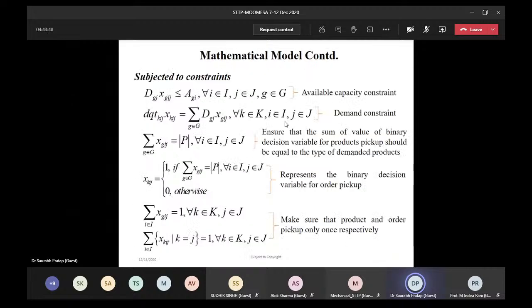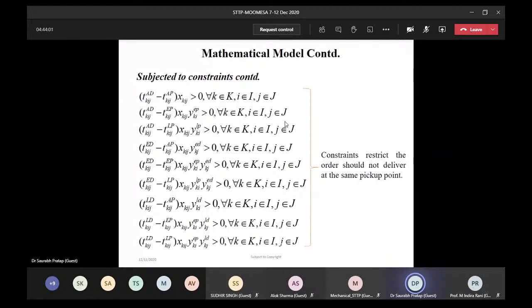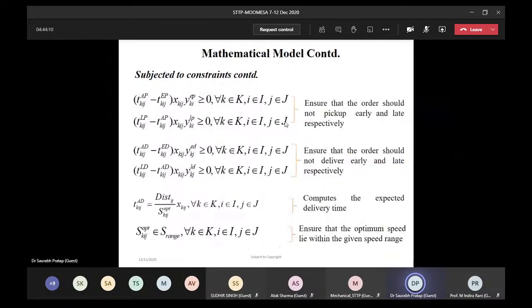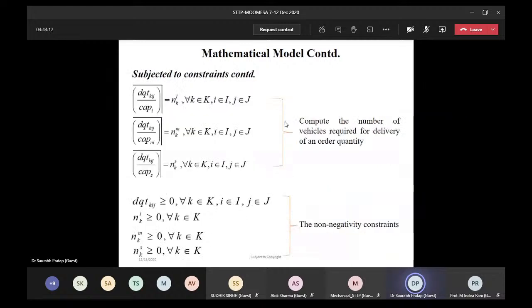Now these are some constraints, because some scenarios have some boundaries, just like the available capacity constraint, how much it should be, and the demand constraint, which must match. Just like a constraint restricts that an order should not be delivered at the same pickup point. So these are the constraints, and these constraints identify the number of vehicles required for the delivery of the order.